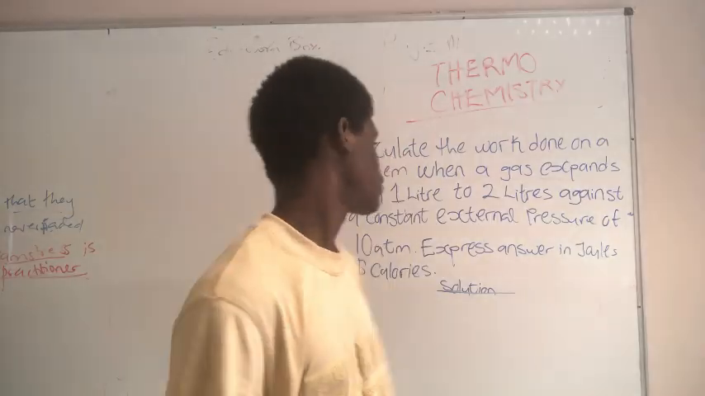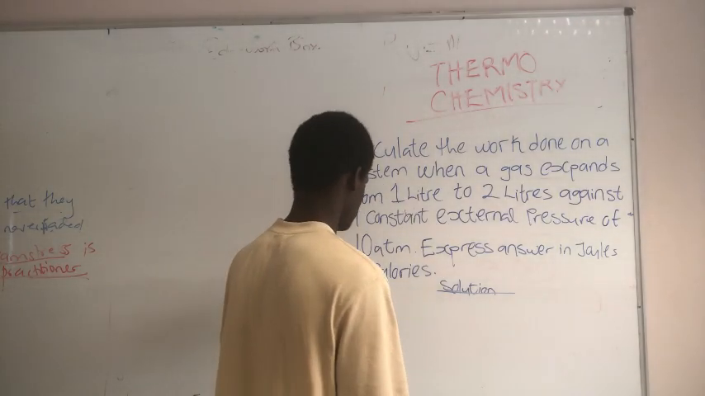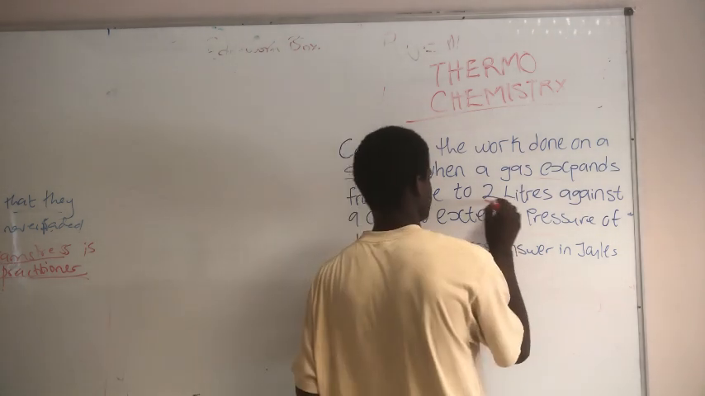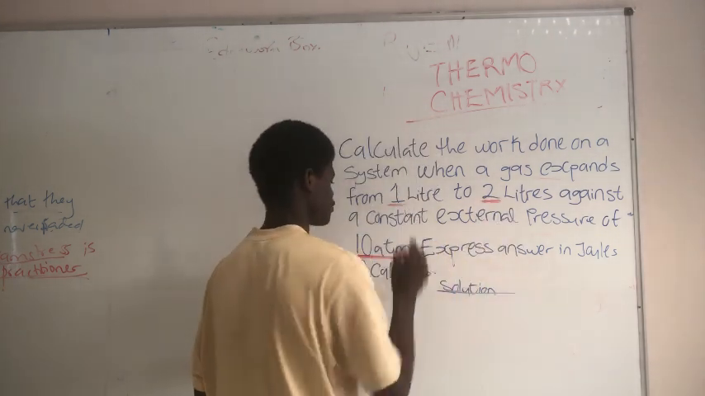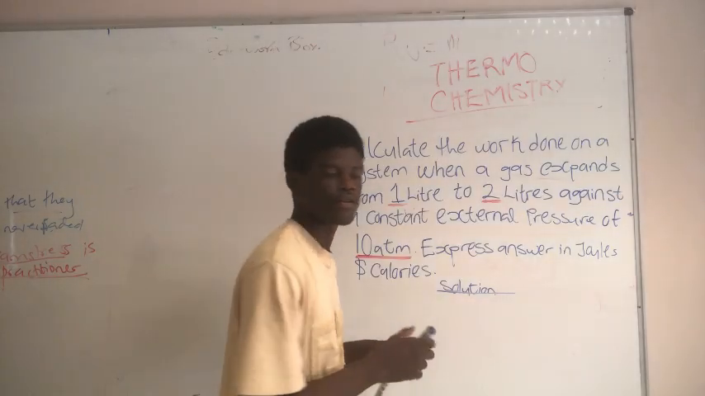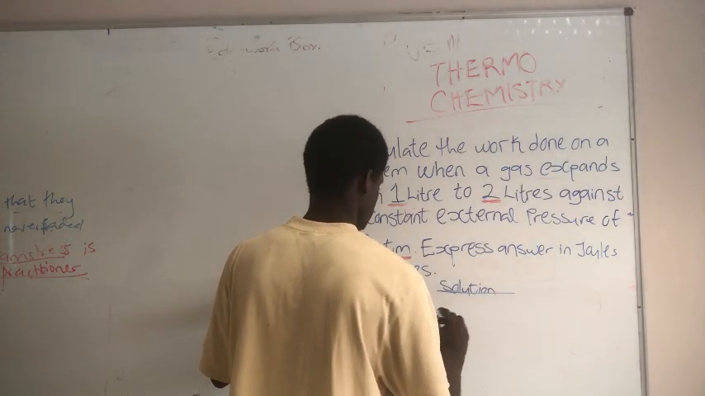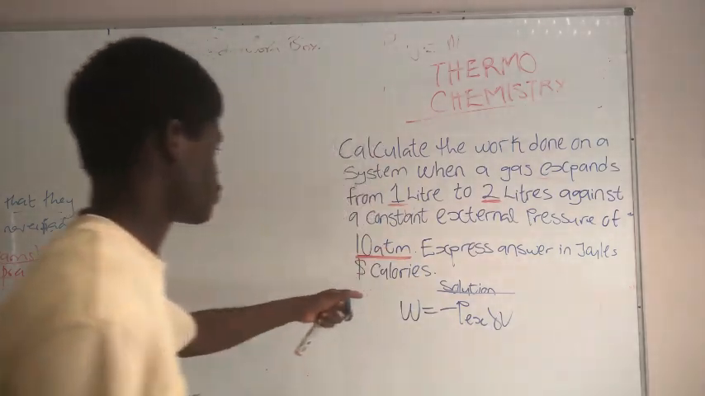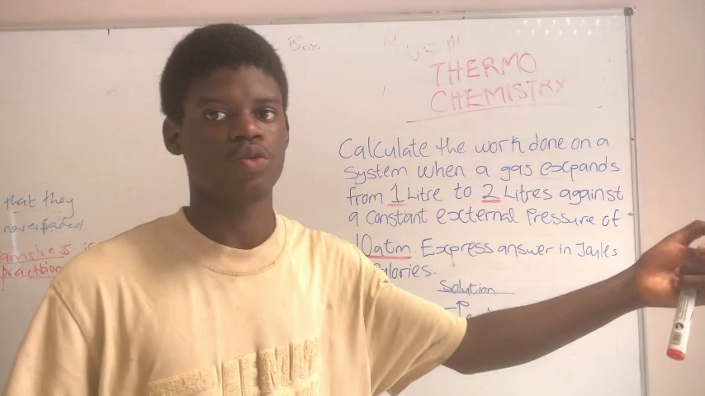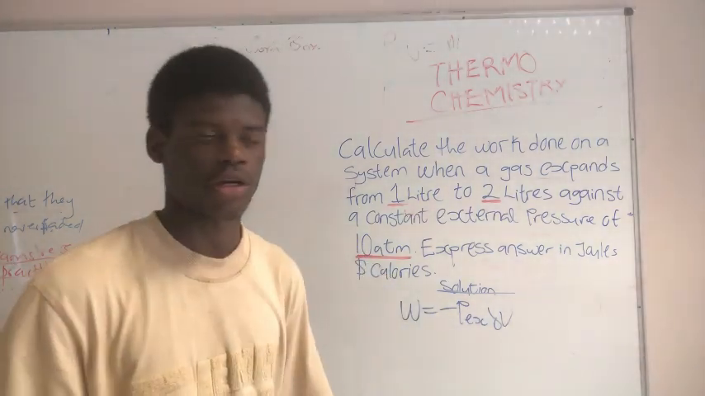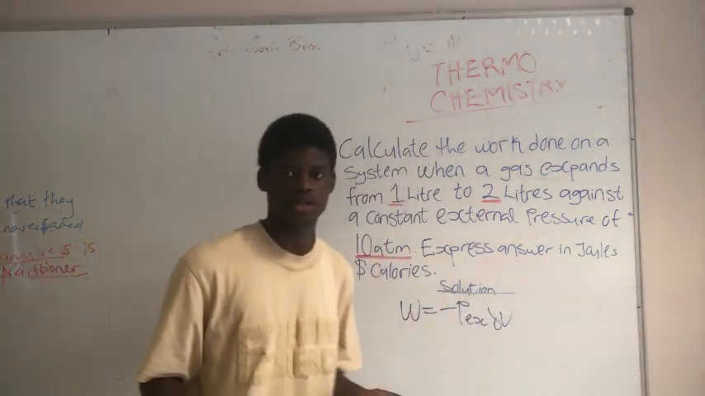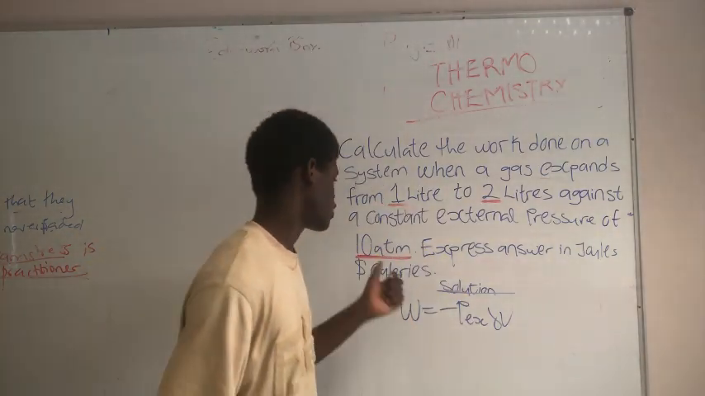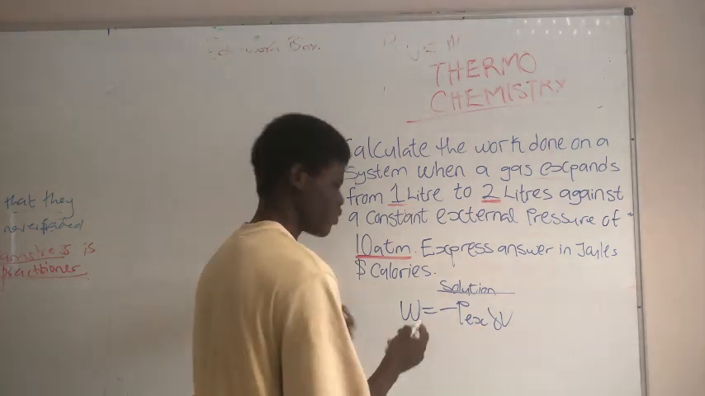When you see a question like this, the first thing to do is to convert the pressure and the volume. You know the formula is work done is minus Px dV. But we want to convert atmosphere to Pascal because that's the pressure unit we use. We don't use atmosphere, we use Pascal. I know 1 atmosphere is 101325 Pascal. So 10 atmosphere will be 10 times 101325. Or we can just say 10 raised to the power 5.